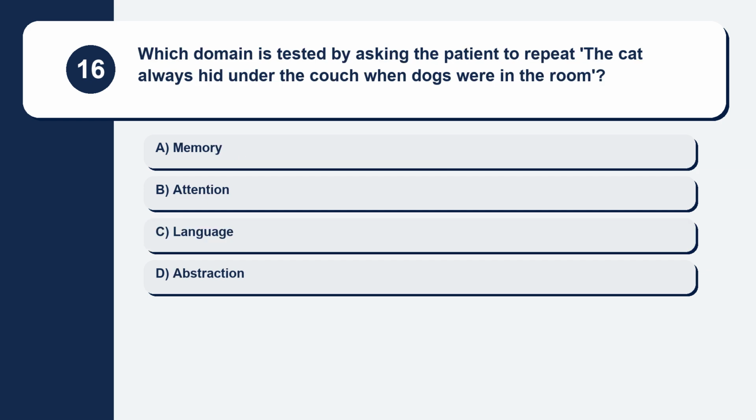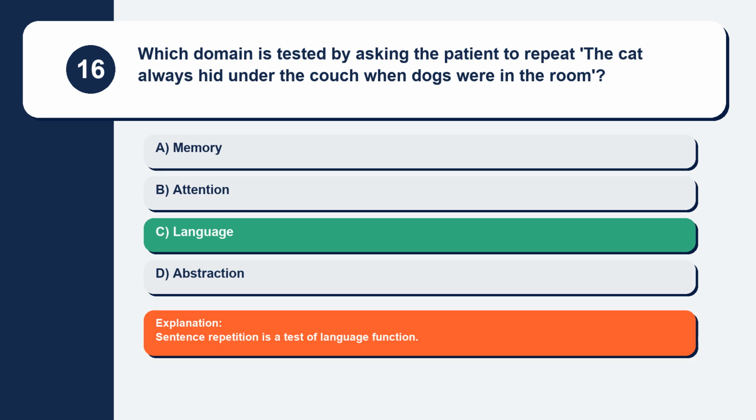Question 16. Which domain is tested by asking the patient to repeat "the cat always hid under the couch when dogs were in the room"? Memory. Attention. Language. Abstraction. Sentence repetition is a test of language function.